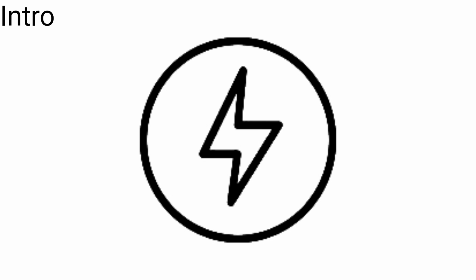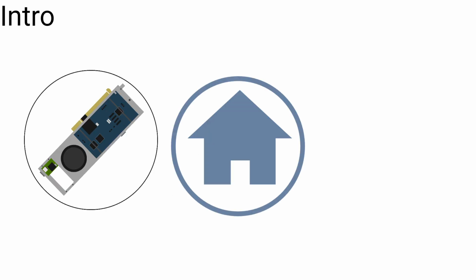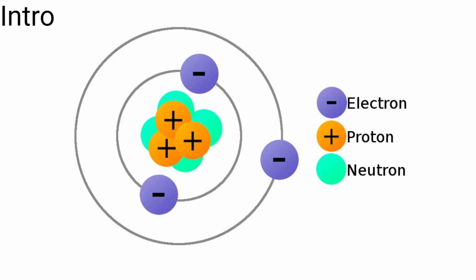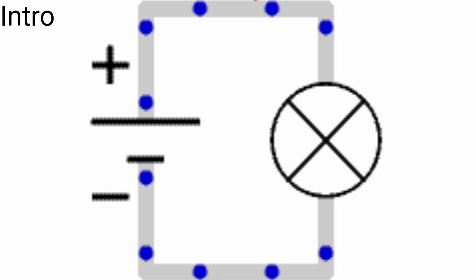Electricity is all around us, in our devices, in our homes, even in our bodies. But what is it, and how does it actually behave? Electricity is the movement of charged particles. In everyday wires, those particles are electrons, tiny bits with a negative charge. When they move through a material, we call that an electric current.